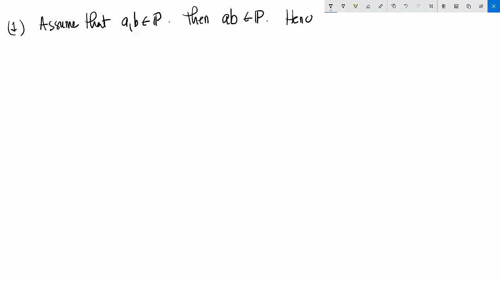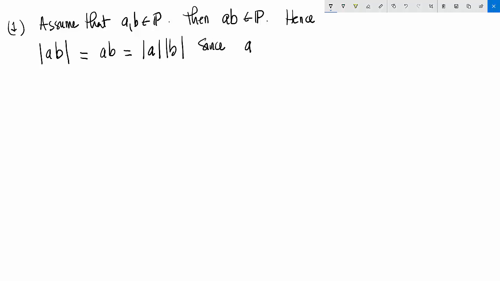Alright, so let's get started on the proof of these properties. So for the first one, assume that a and b are two positive numbers, so a and b are in P. Then by the closure of the set of all positive numbers under multiplication, a times b will be in P. Hence, the absolute value of ab will be equal to itself, equal to ab, and because A is positive, the absolute value of A is A, and because B is positive, the absolute value of B is B.